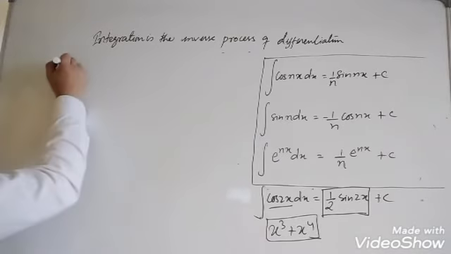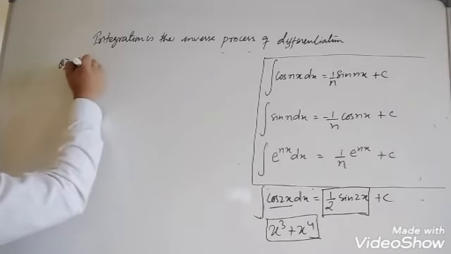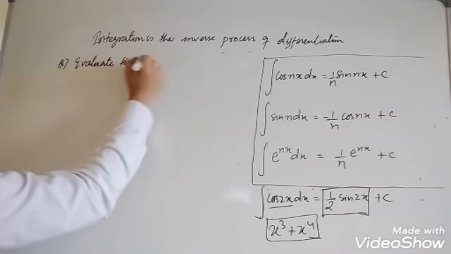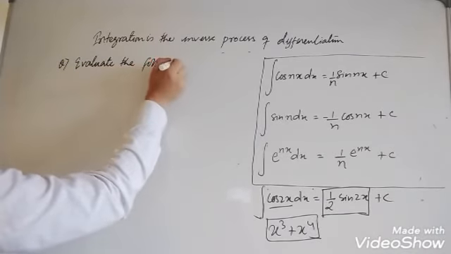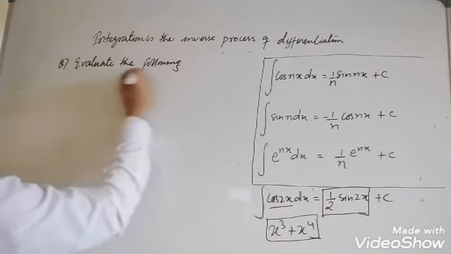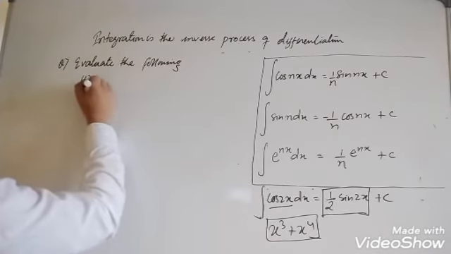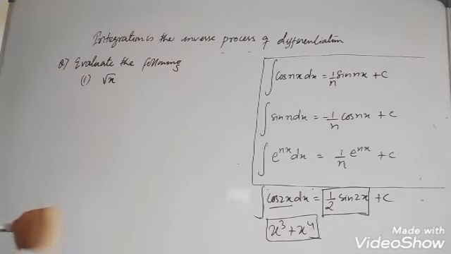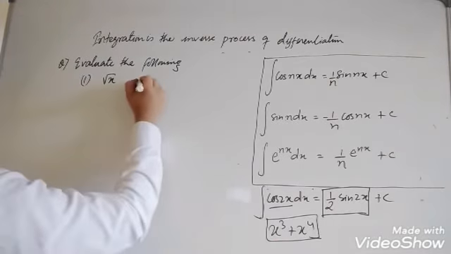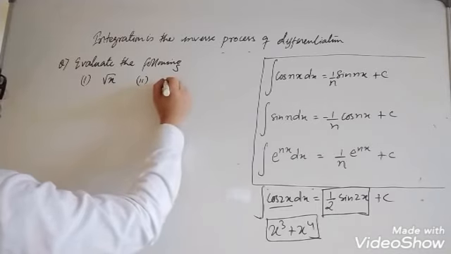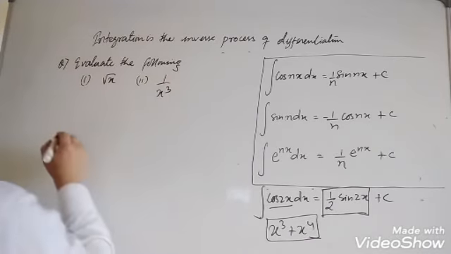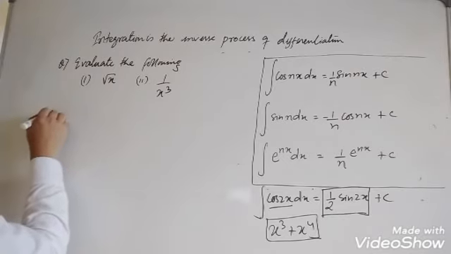Evaluate the following. Question number 1 is root under x. Number 2 is 1 by x cube. In solution, first, solution number 1.